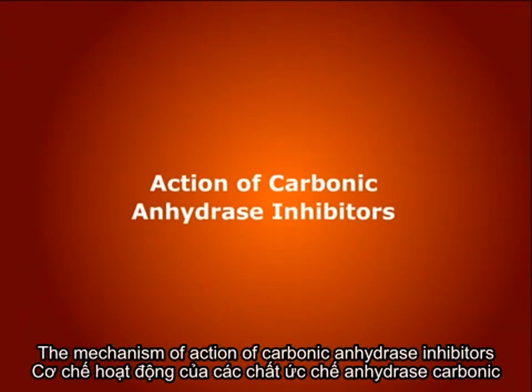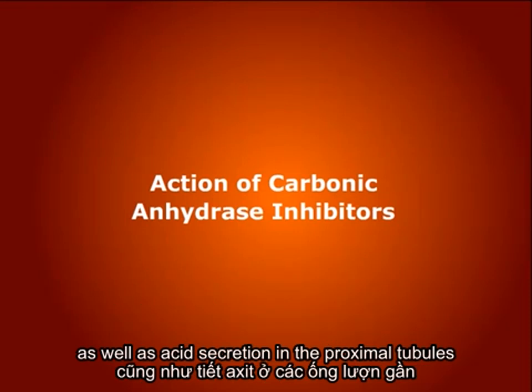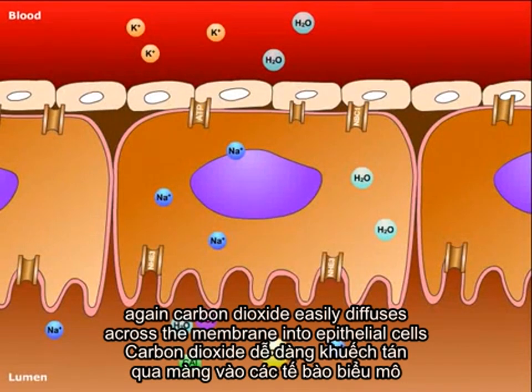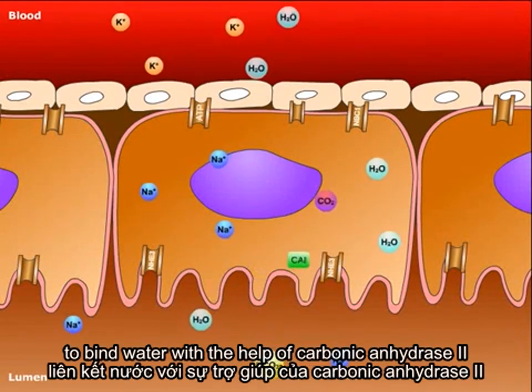The mechanism of action of carbonic anhydrase inhibitors. Carbonic anhydrase plays a key role in sodium and bicarbonate reabsorption, as well as acid secretion in the proximal tubule. Again, carbon dioxide easily diffuses across the membrane into epithelial cells to bind water with the help of carbonic anhydrase 2.